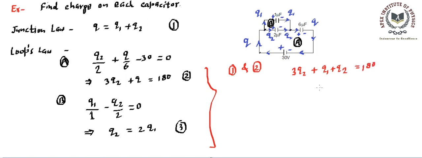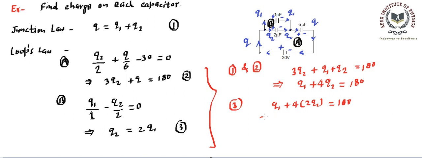Now, the calculation you can perform based on your own abilities as well. So this will be equal to Q1 plus 4 times Q2 is equal to 180. Now with this equation we can use another equation, equation number 3, and using 3 we can put the Q2 over here. So this will become Q1 plus 4 times Q2, and Q2 is twice Q1. This is going to be equal to 180.